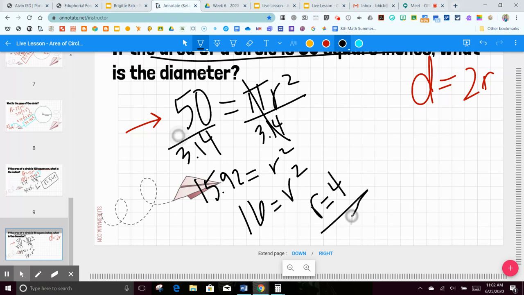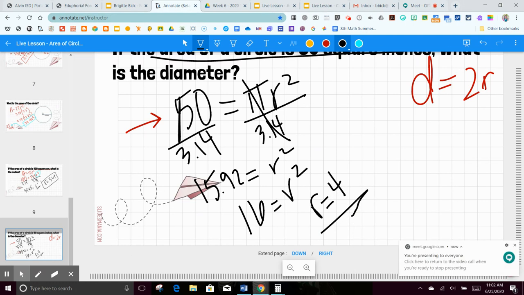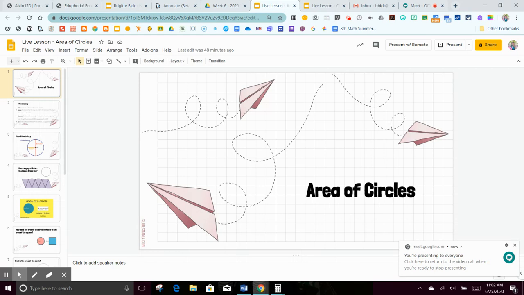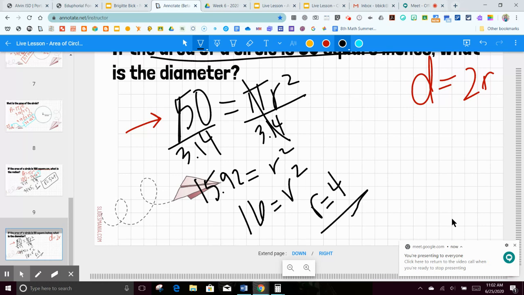But remember, they're not asking for our radius. They're asking, I don't know what's happening to my computer screen. Sorry about that. It's doing all kinds of crazy things.